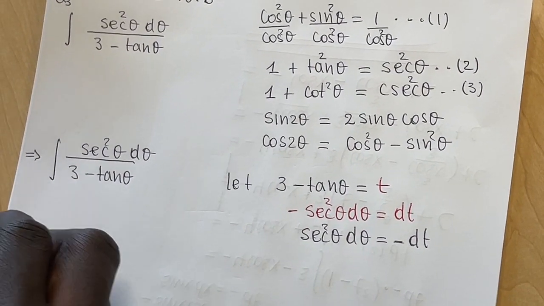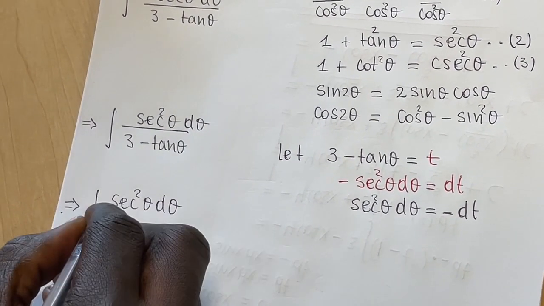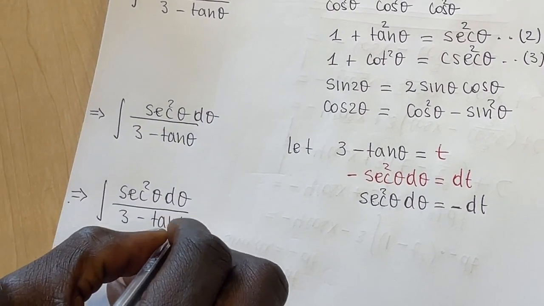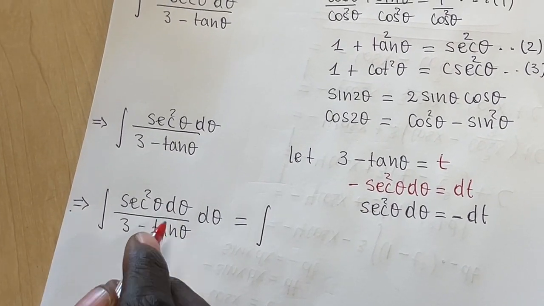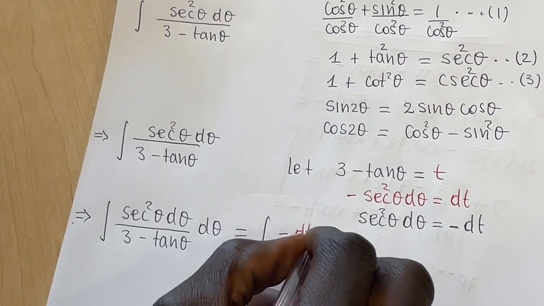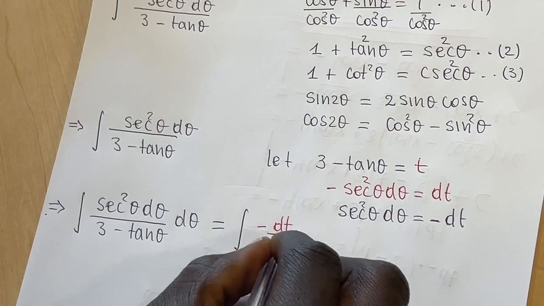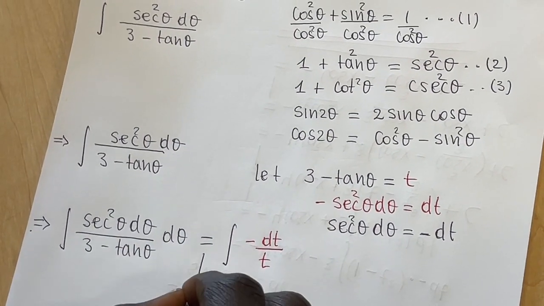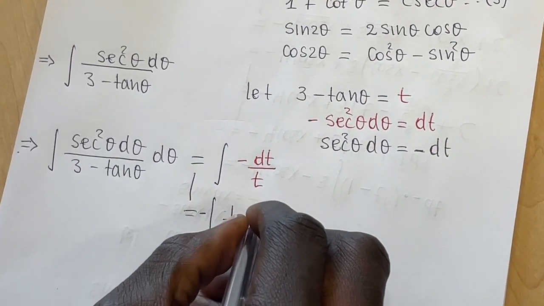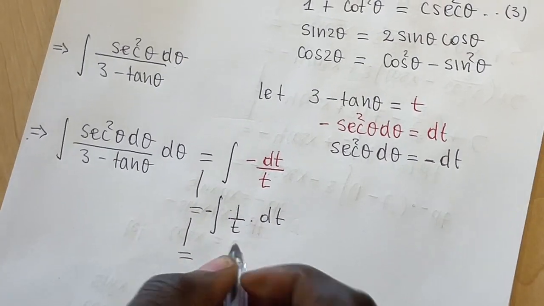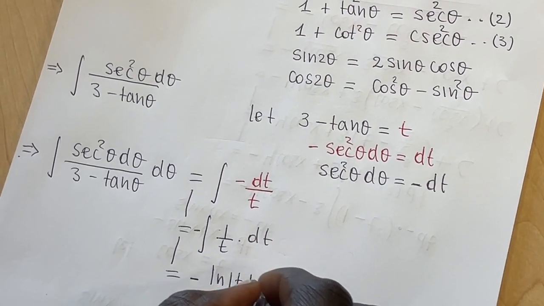Therefore this integral can now become the integral of sec squared theta d theta divided by 3 minus tan theta. The sec squared d theta means negative dt, and 3 minus tan theta, we already said, is t. So we just put t. Now let's solve this integral. The negative can go out, and we're left with 1 over t times dt. And 1 over t integrates to ln, so we have negative ln of the absolute value of t plus c.